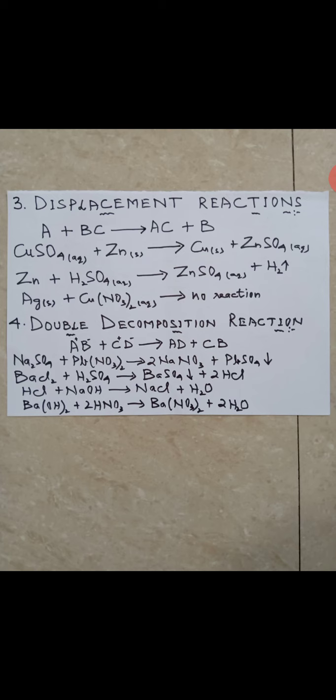An example you can see here is Na2SO4 plus Pb(NO3)2. What does it form? Na goes with nitrate, so NaNO3, and lead goes with sulfate to form PbSO4. Similarly, PbSO4 has a downward arrow. What does this downward arrow mean? It is a precipitate. It settles down.